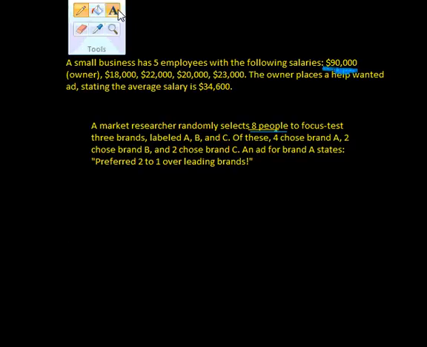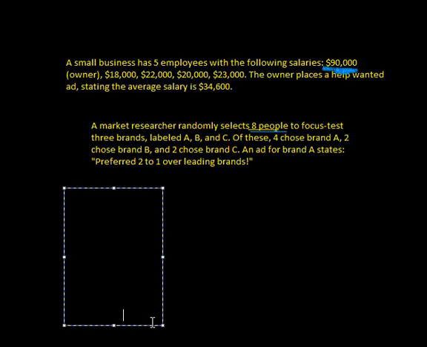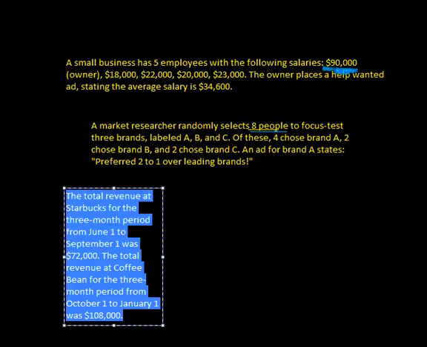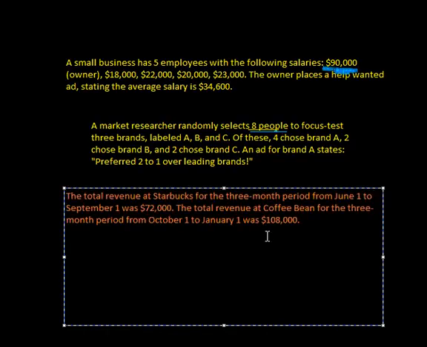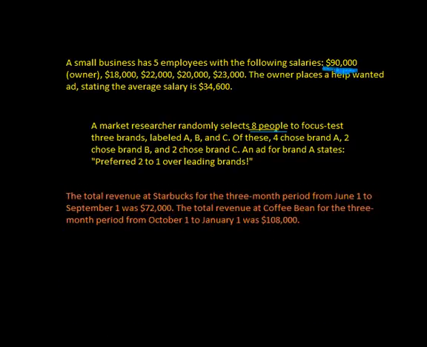So let's take a look at one more here. This one's about coffee companies, and we're looking at the revenue that comes in over a 3-month period between both companies. The total revenue at Starbucks for a 3-month period, from June to September, was $72,000. And the total revenue at Coffee Bean for the 3-month period from October to January was $108,000.